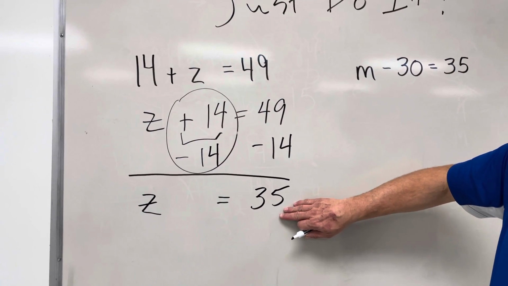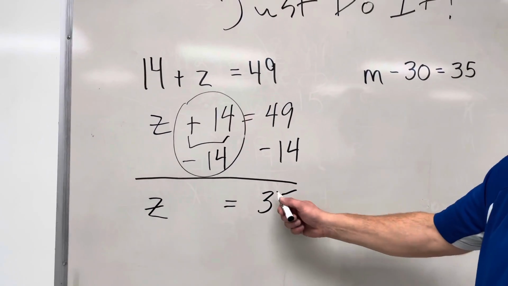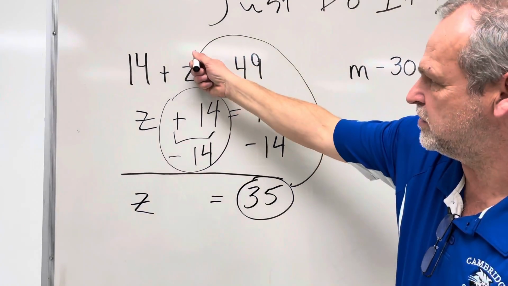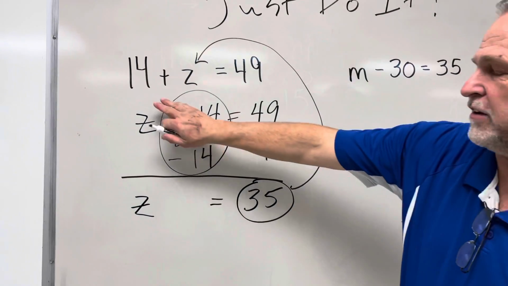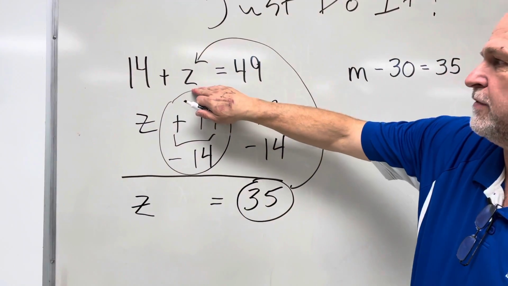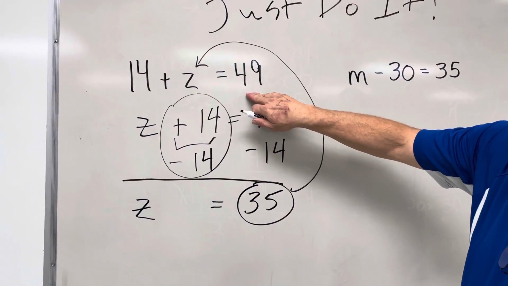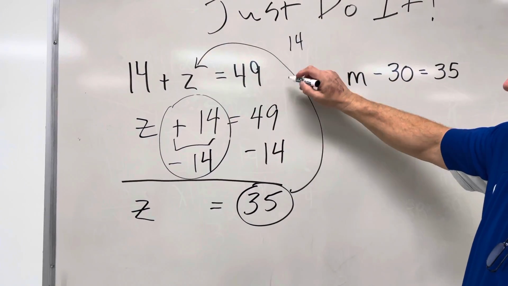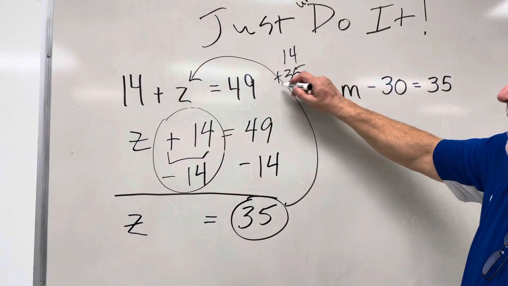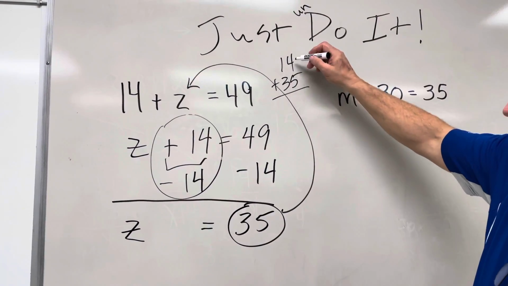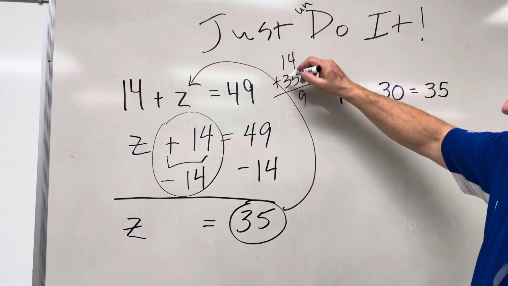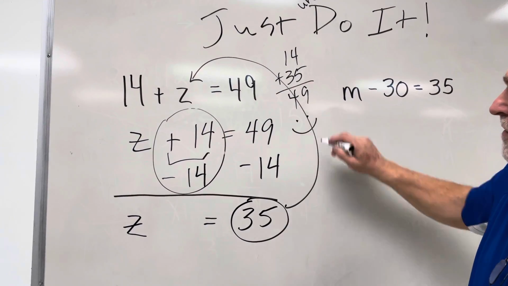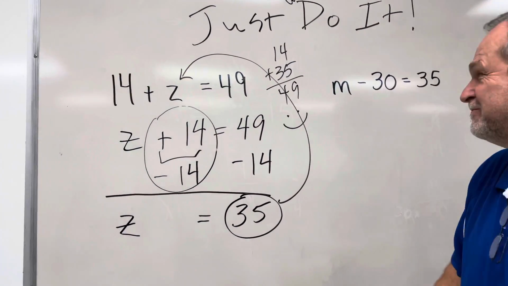And what we should always do with this solution is take it and plug it back in. Plug it in to the original equation. Make sure it works. 14 plus 35, is that 49? Well, if you can do it mentally, that's great. If you need to go ahead and write it out here to the side, feel free to do that. 4 and 5 is 9, 1 and 3 is 4. We end up with 49. Life is good, we're happy, we move on. Okay.